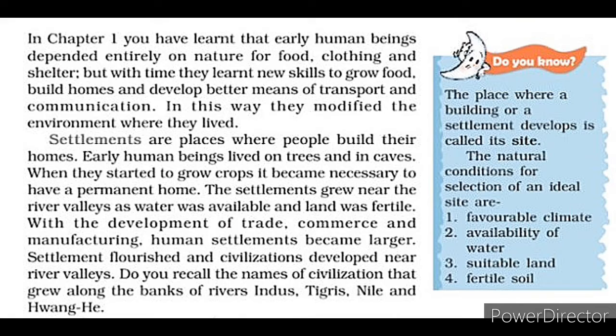Basically, the natural conditions for selection of any ideal site are favorable climate, availability of water, suitable land, and fertile soil. So, wherever these conditions are available, people generally want to live there, because everyone wants a favorable climate to live in. Everyone needs availability of water to sustain, suitable land, and obviously fertile soil for cultivation.